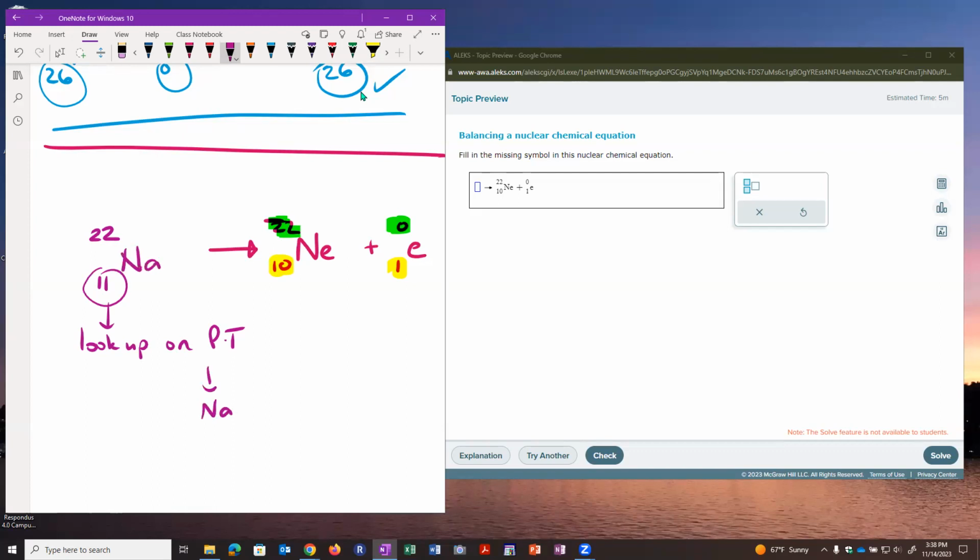I have sodium here undergoing, in this case, a positron decay to form neon-22 and that positron. All right, so again, doing the math, it's not complicated math that we're doing, using the atomic number to identify what that element is.